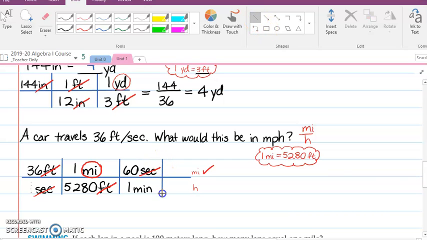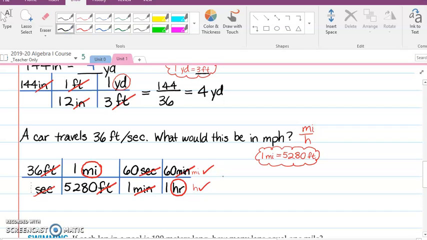So I need to add another line. How many minutes in an hour? There are 60 minutes in 1 hour. My minutes cancel, and I'm left with hours, which was my goal.